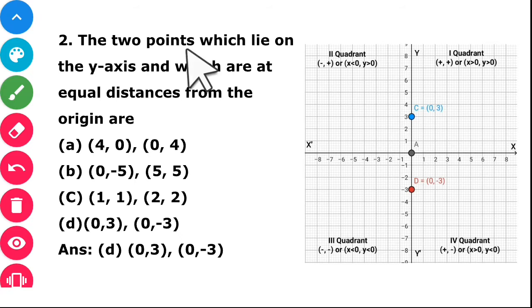Question number 2. The two points which lie on the y-axis and which are at equal distances from the origin. For this question, our answer is going to be option D, since for the point (0, 3) and the point (0, -3), the distance from the origin to each point is 3 and 3. So option D is the correct answer. Then let's move to the next question.